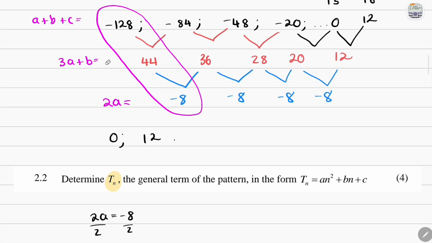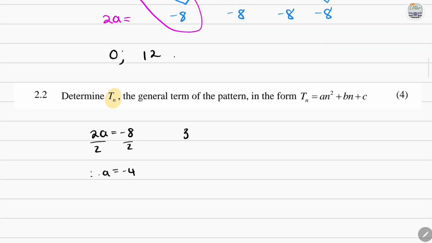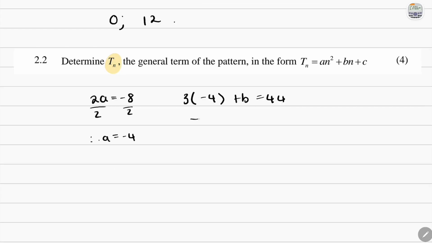And now that we have a, 3a plus b equals 44, but we know what a is. It's -4, then plus b equals 44. 3 times -4 is -12, and then plus b equals 44. And then you're going to transpose that. So this is 44 plus 12, which gives us 56.